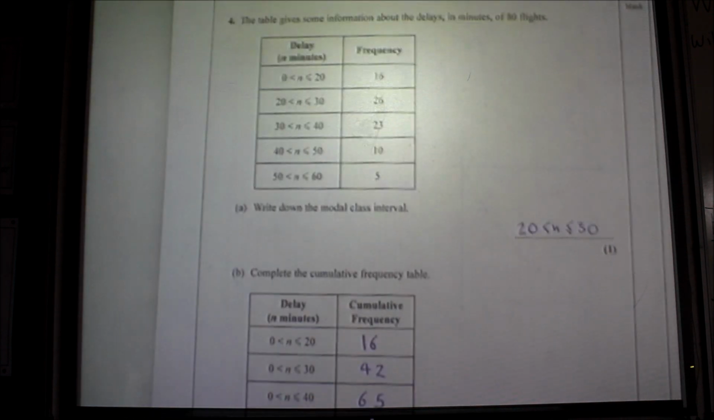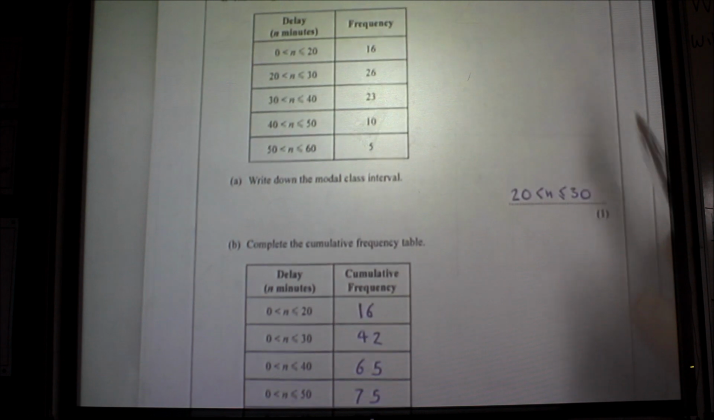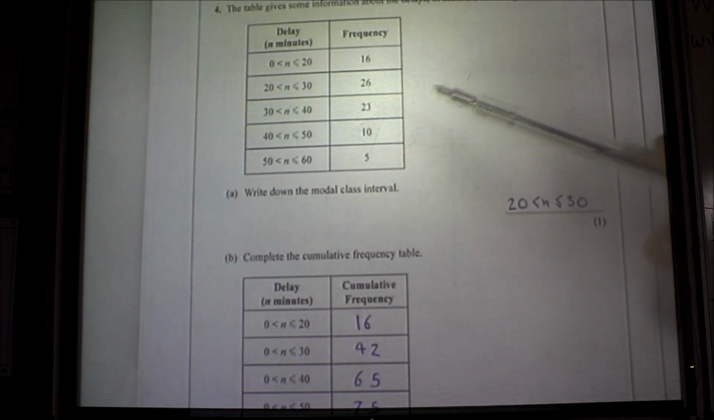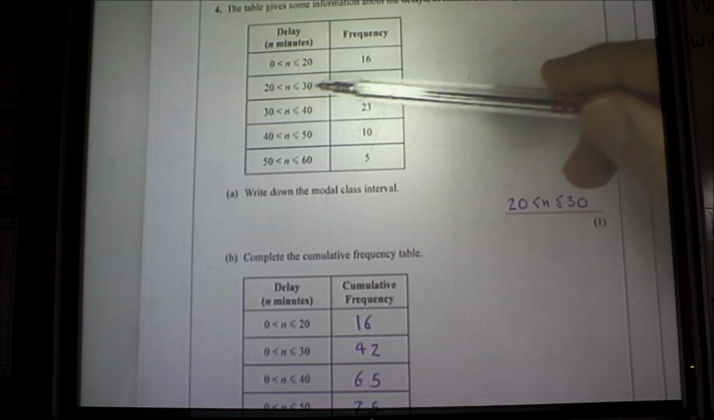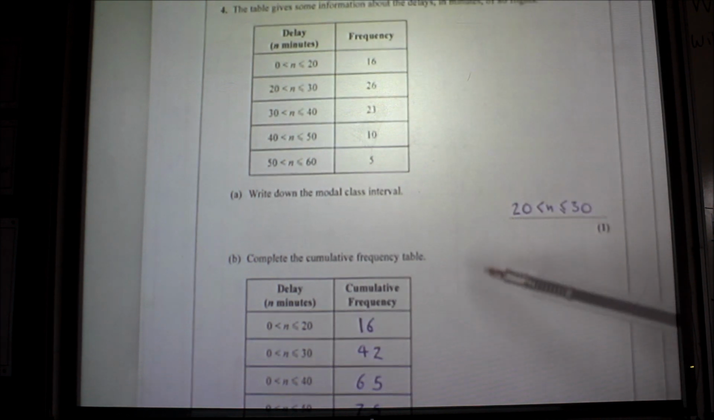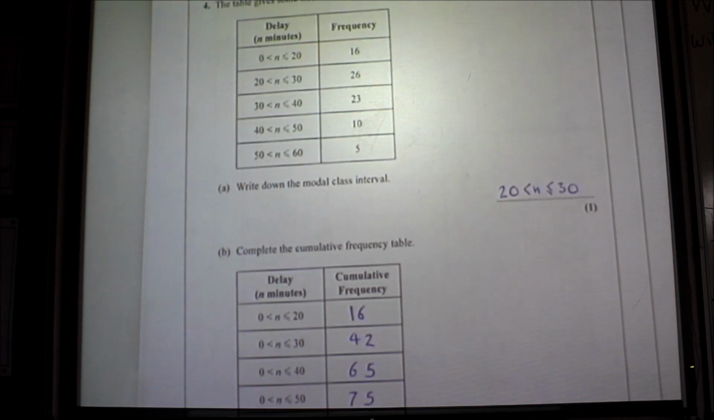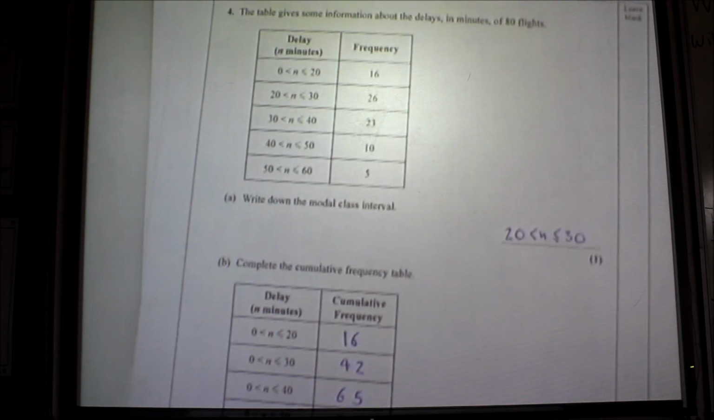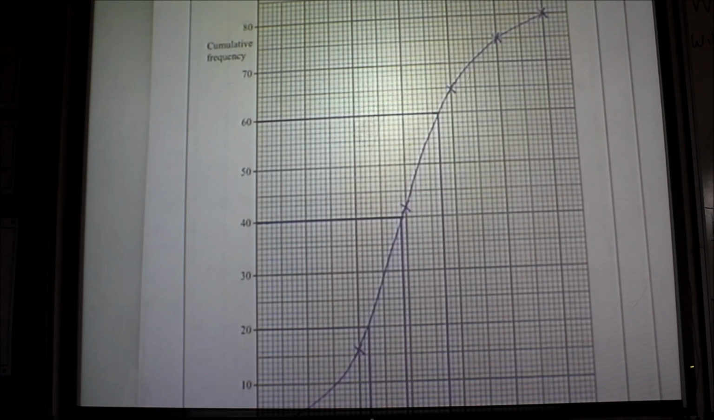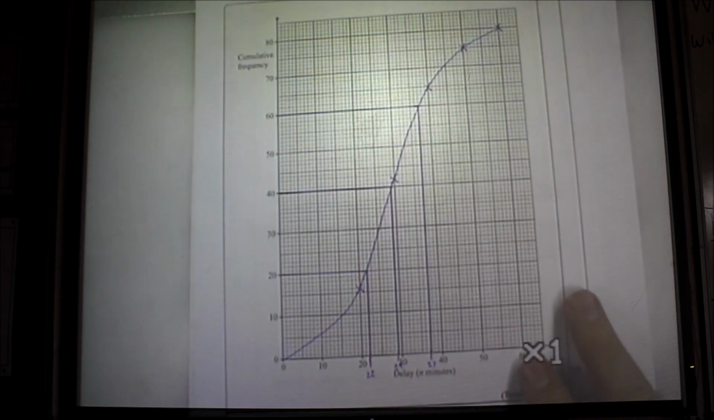There we go. The table gives some information about the delays in minutes of 80 flights. What is the modal class interval? So what's most common? It's between 20 and 30, so that's there. Complete the cumulative frequency table. Again, that's just adding them up as we go down. On the grid opposite, draw a cumulative frequency graph. So the cumulative frequency graph is here. I'll zoom out a little bit so you can see that. There you go, hopefully you can see it.